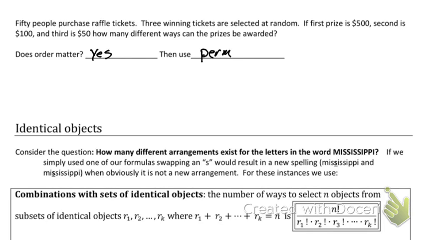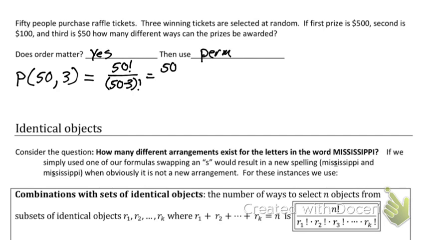All right, so we have 50 people purchasing raffle tickets. So we said it's a permutation. We are going to have 50 people, and we're going to pick 3 of them to win. So it's 50 pick 3. Well, in this case, we're going to have 50 factorial all over 50 minus 3 factorial. In other words, we're going to have 50 factorial over 47 factorial. Once again, I don't need a factorial button to solve this one.